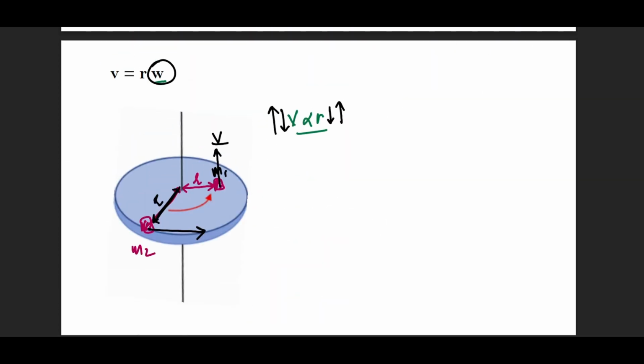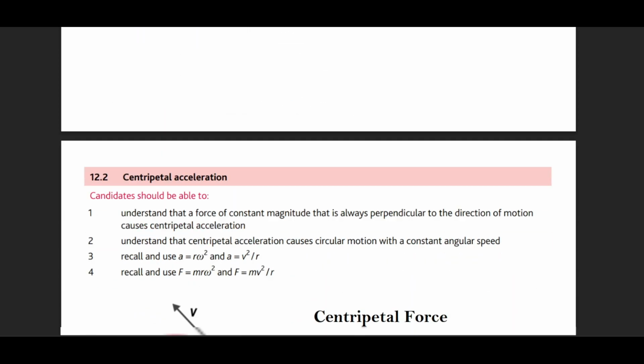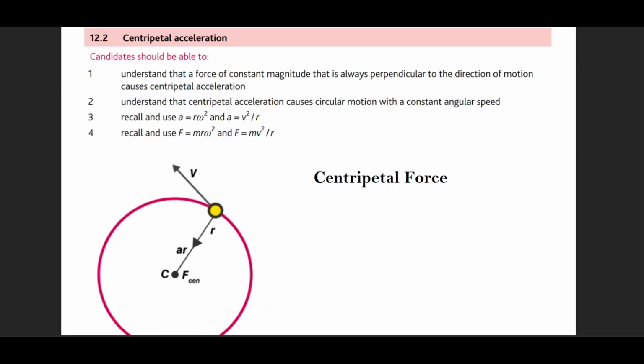So that is what this equation is actually telling us: if you are away from the center of the circle, you'll have to move faster if omega is constant, and usually it is constant for a system. Okay, moving on, we have centripetal acceleration, right?